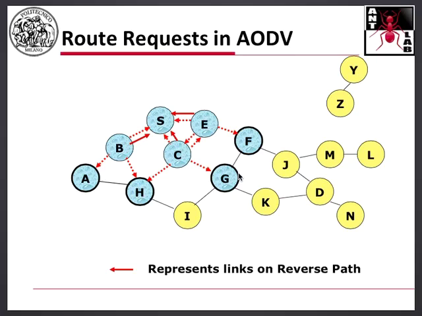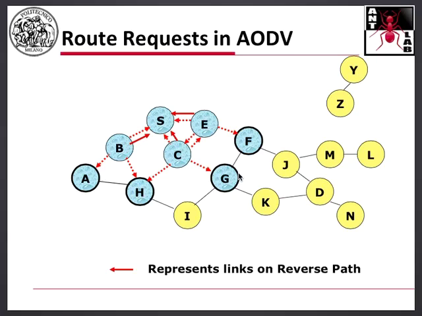For example, when E receives the route request from S meant for D, besides sending out again the route request to F and C, it also maintains a pointer back to the initiator of the procedure. This pointer, which is this solid line here, is the one which will be used then by the route reply to go back unicast to the initiator. Then the process is iterated.